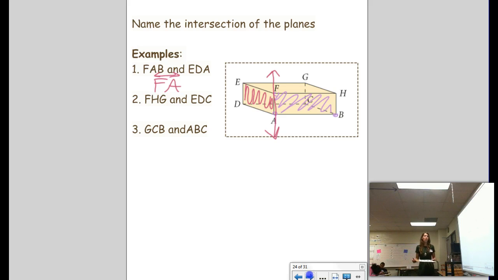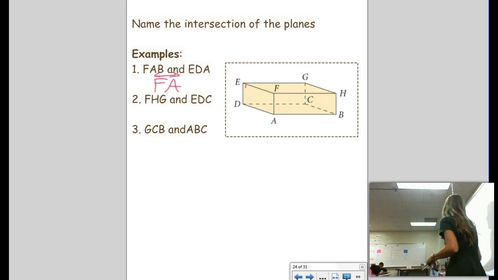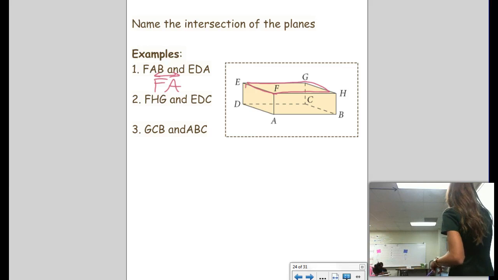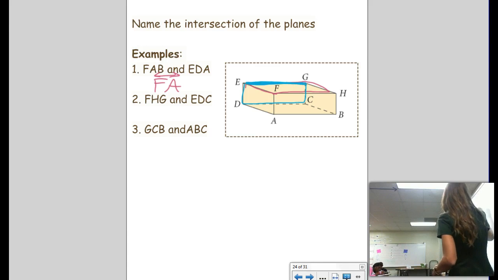Try 2 and 3 all by yourself. Okay, we're doing number 2. Did you get GC? FHG is the top. Do y'all agree with that? EDC is the back. So where would the top touch the back? Where is the blue touching the pink? EG. The answer is EG. That's where the top hits the back. So EG, or you can call it GE, either one.